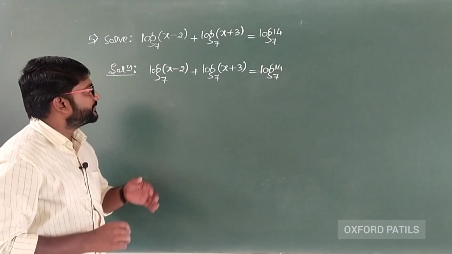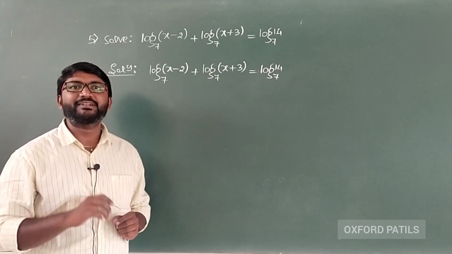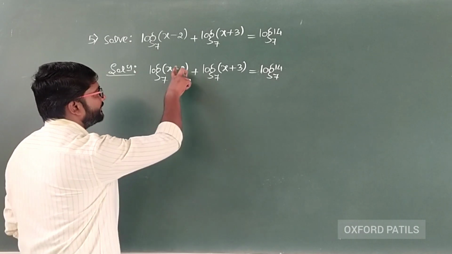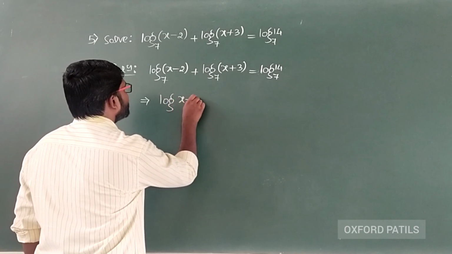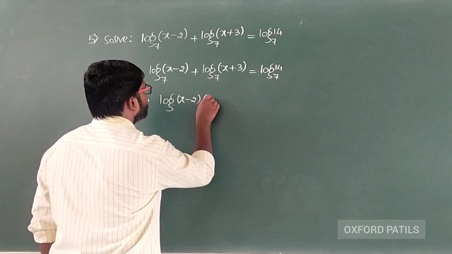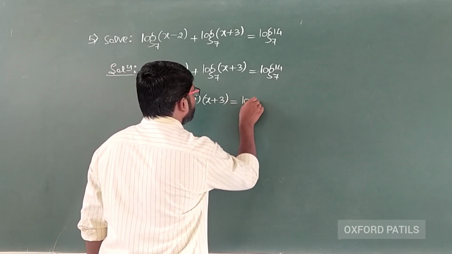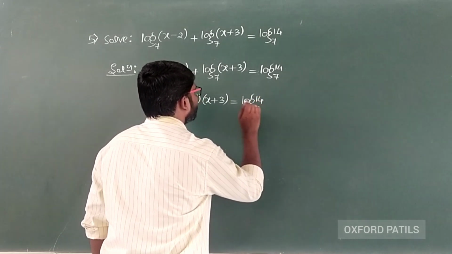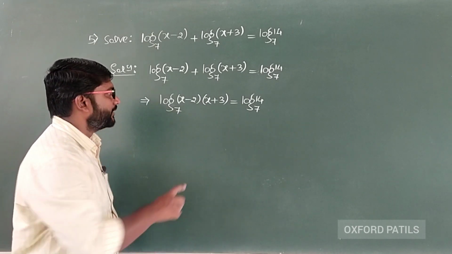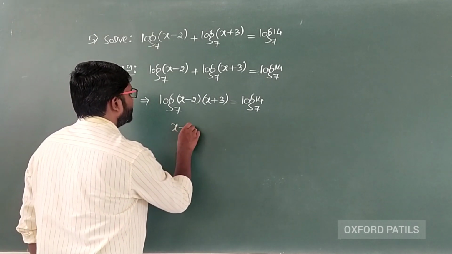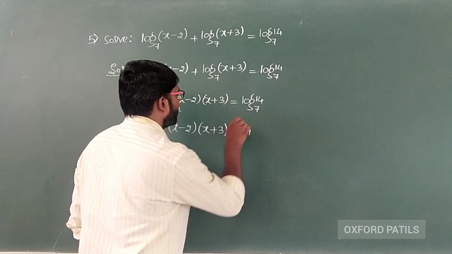So now observe the LHS here. It is in the form of log x to the base a plus log y to the base a. That can be written as log xy to the base a. These two will be multiplied now. So this implies log((x minus 2) into (x plus 3)) to the base 7 is equal to log 14 to the base 7. So observe the LHS and the RHS, you have the same base. That means we can cancel out log, or dropping logarithm both the sides, we get (x minus 2) into (x plus 3) is equal to 14. Now simplify this.